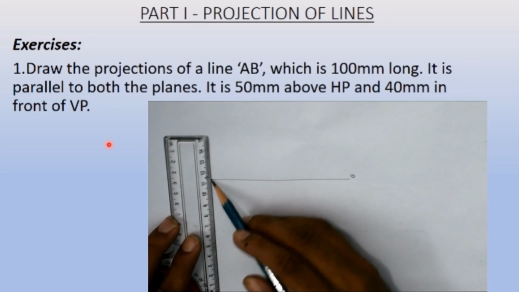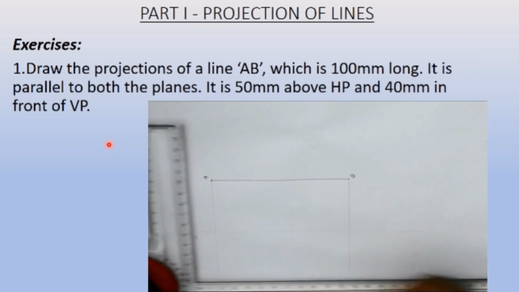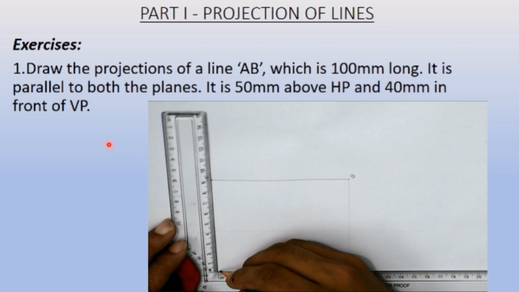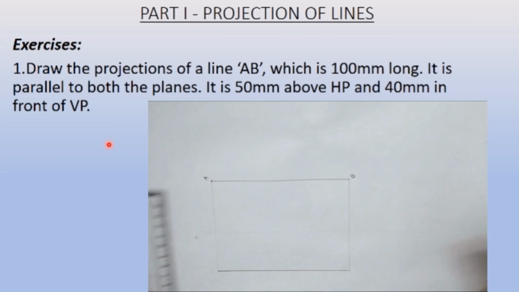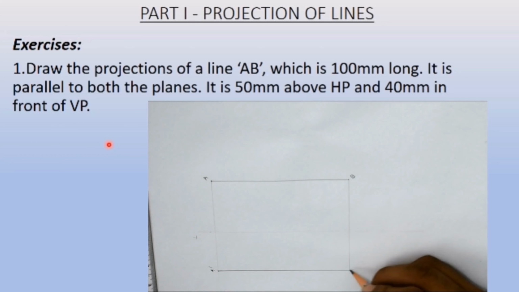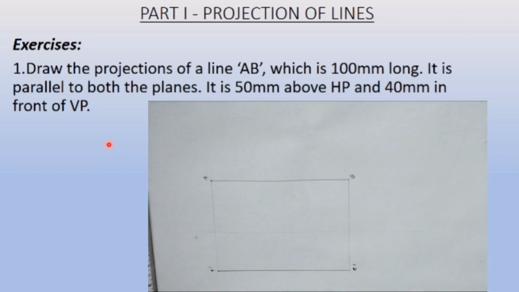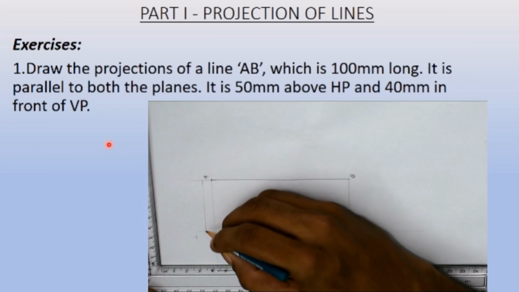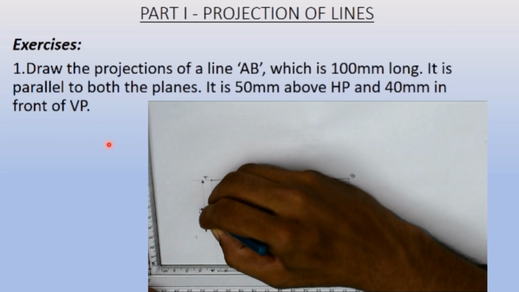And now its projections. It is 40 mm in front of VP. So you will get the other line here. Now this is A dash and B dash. This is the front view of this line and this is the top view. You can just give the dimensions if you want. This is 50.